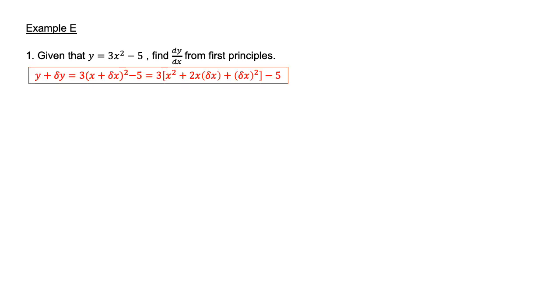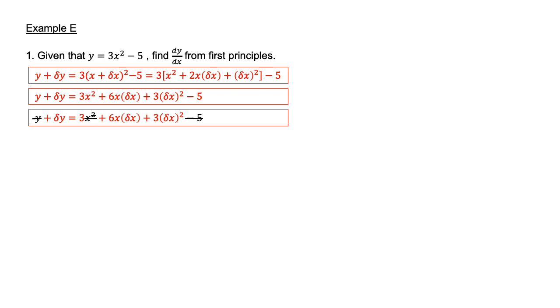So again, I replace y with y plus delta y and x with x plus delta x because I'm going slightly along the curve. And then there's the minus 5 there. And then I expand the double brackets, as you can see, which is what I've got there. But in this case, I've got that extra 3 as well. So I've got to multiply each of the terms in the bracket by 3, which is what I've got there. And then don't forget the minus 5 at the end.